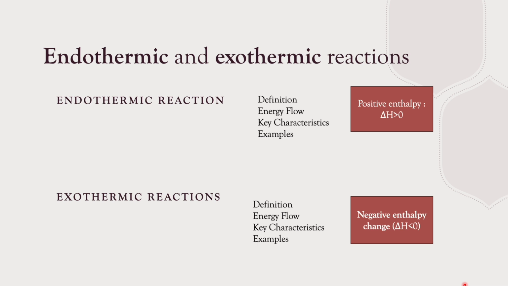Examples for it are combustion of fuels. When a fuel like methane, or CH4, burns in oxygen, it releases energy in the form of heat and light. Or respiration, the process by which cells convert glucose and oxygen into carbon dioxide, water, and energy. This process releases heat.